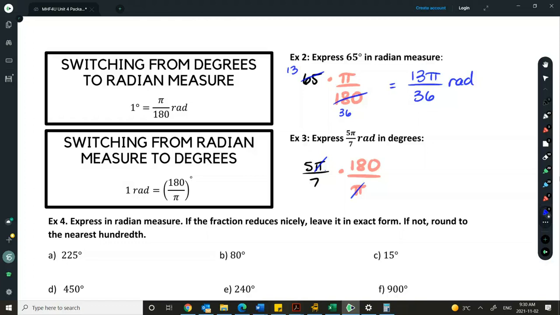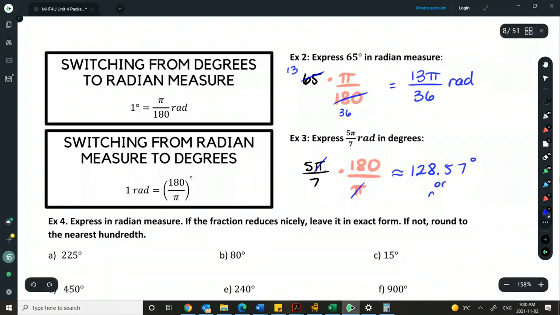You could leave this in exact format. If I multiply on top, I get 900, and if I divide that by 7, I'm going to get a decimal. So one way that we could express this would be just to approximate it. So approximately 128.57, or if you want, you can also express it as 900 over 7 degrees if you want to express it exactly. Usually I'll just say round to the nearest hundredth, like 2 decimal places for degree values.